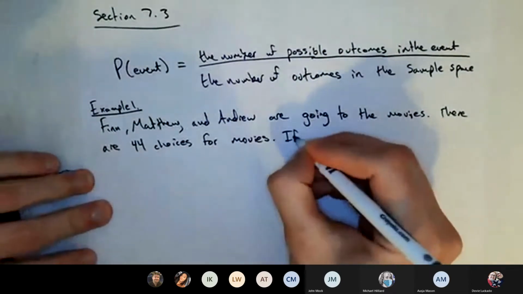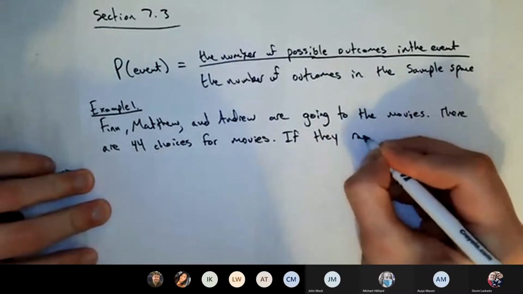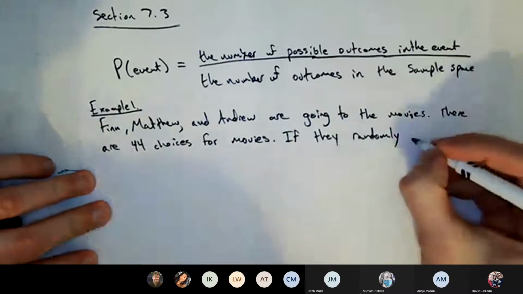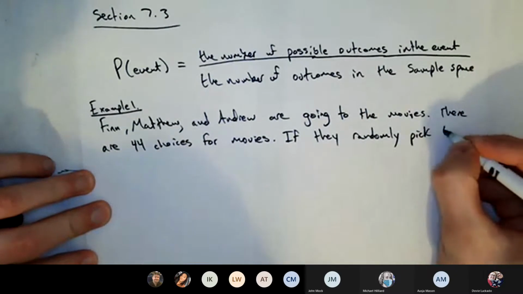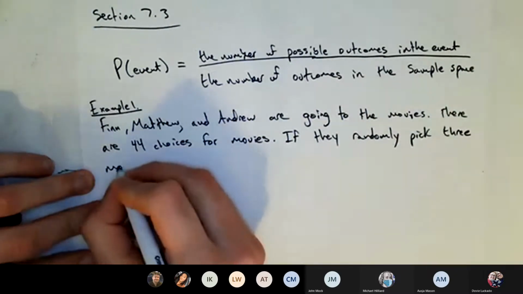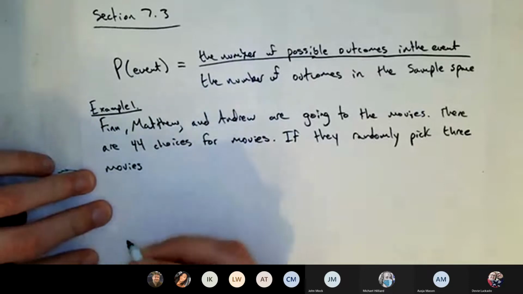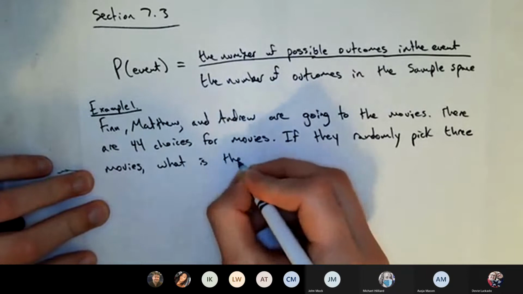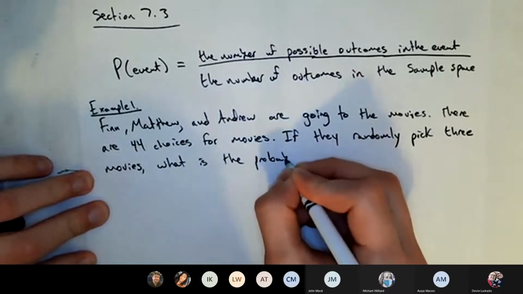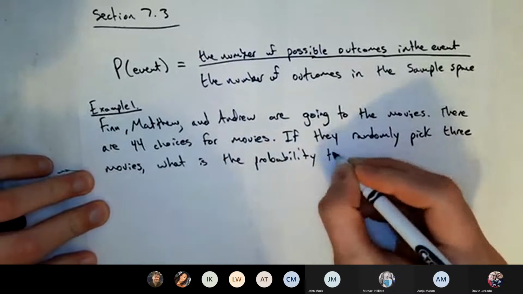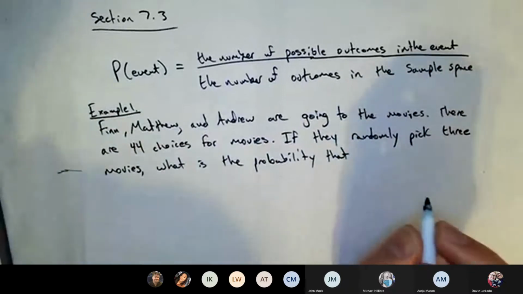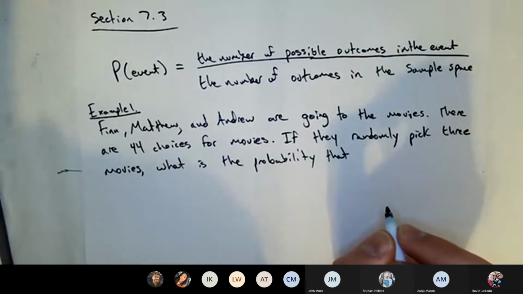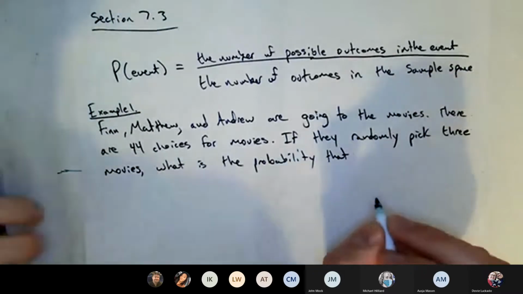Okay, so if they randomly pick 3, we see the numbers that are getting involved are 44 and 3. So if they randomly pick 3 movies, what is the probability? And we must make an assumption here that they all have different favorites, because otherwise this gets a little bit more complicated. Oh, it does say that. Okay, the problem says that afterwards.